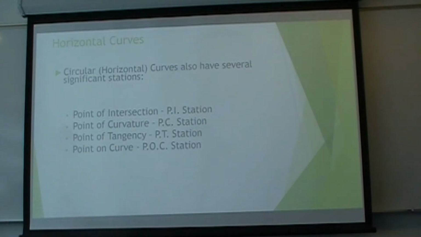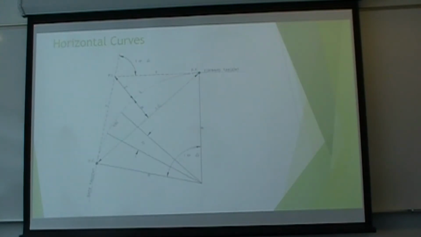So prominent points or significant stations within a circular curve would be the 3 major ones: the PI, point of intersection; PC, point of curvature; PT, point of tangency; and then any point on that curve is referred to as a POC. That can just be any random point, but your PI, PC, and PT have prominent positions within that curve. So we have this diagram that is showing you most of those features located on it.